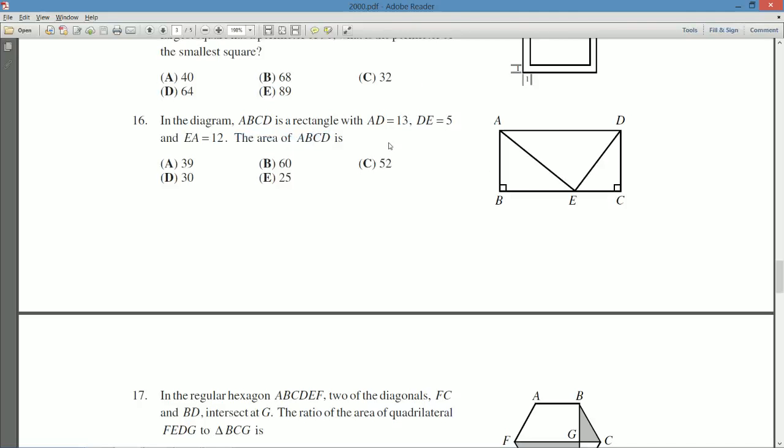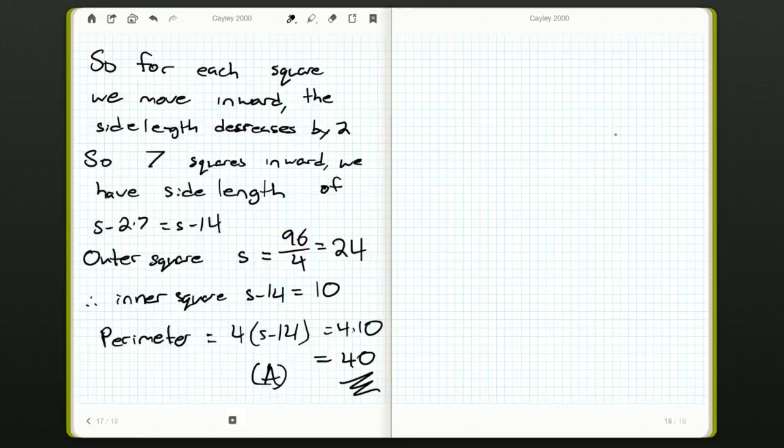Okay. I can see at least two ways to do this question. First way would be, you don't realize that AED is a right angle triangle. What would you do in that case? Well, you would probably want to figure out the other length. We know AD.